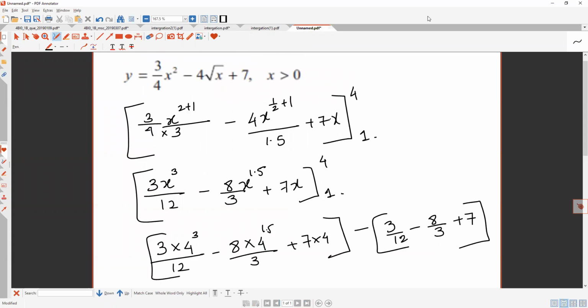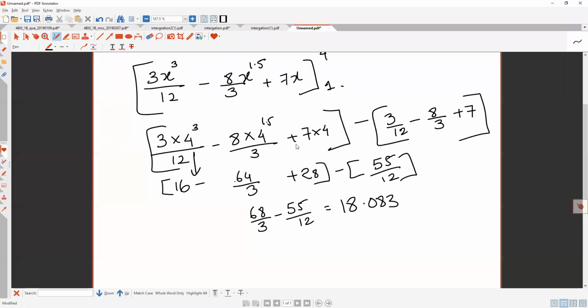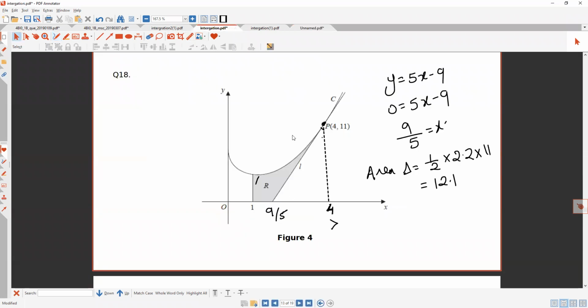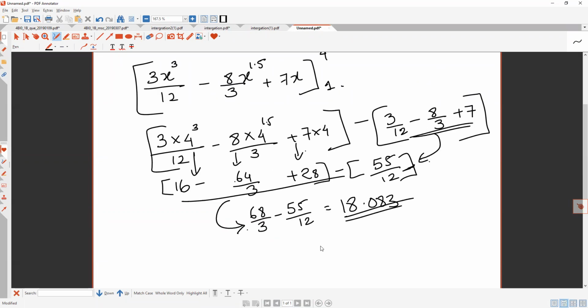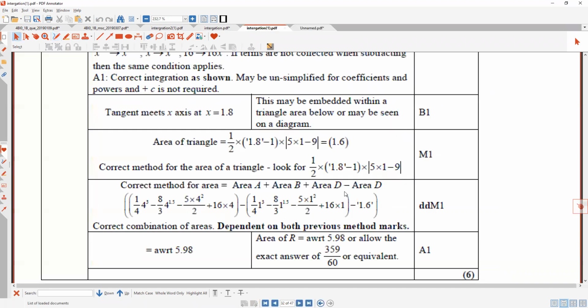I'm pausing the recording. Okay, so we completed this question. We got this as 16, this is 64 by 3, and we did this and this. When I entered the whole thing in the calculator, I got 68 by 3 minus 55 by 12 right here, and I got 18.083. So that means the whole area under the graph is 18.083. From there, if I subtract 12.1, this part, what answer am I getting? Just check. I'm getting 5.98. It matched with the mark scheme as well.